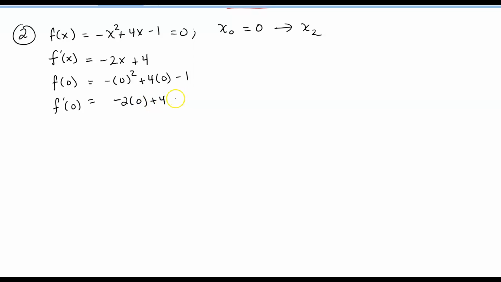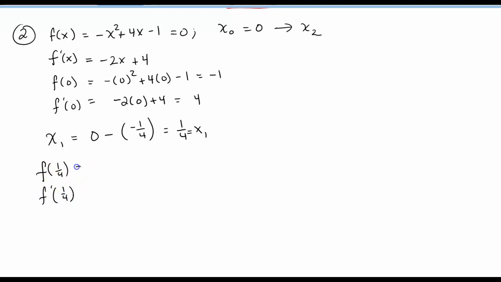We've got that right there. Let's see here. The first one is negative 1, and the second one is a positive 4. And so now to find x sub 1, we're going to say 0 minus negative 1 over 4. What do we get? We get a positive 1/4 as our x sub 1. And we're going to use that to find x sub 2, which is what we are really looking for here for this problem. So in order to do that, we're going to have to find out f of 1/4 and f prime of 1/4 so that we can continue to apply Newton's method. All right, so let's go ahead and do that.